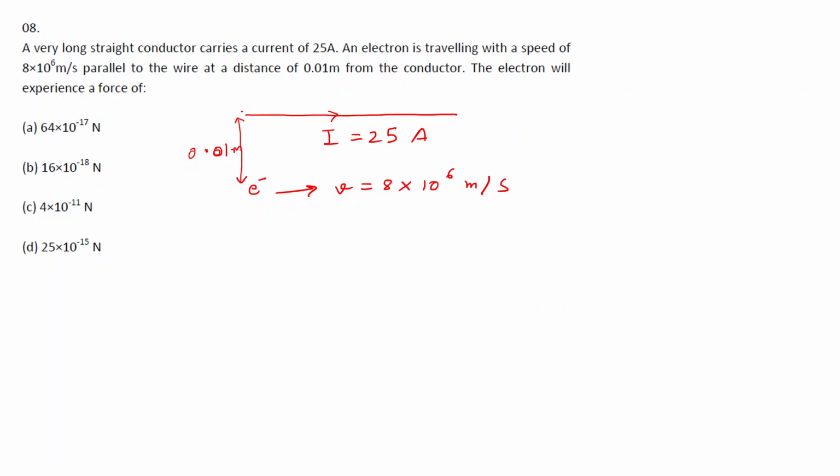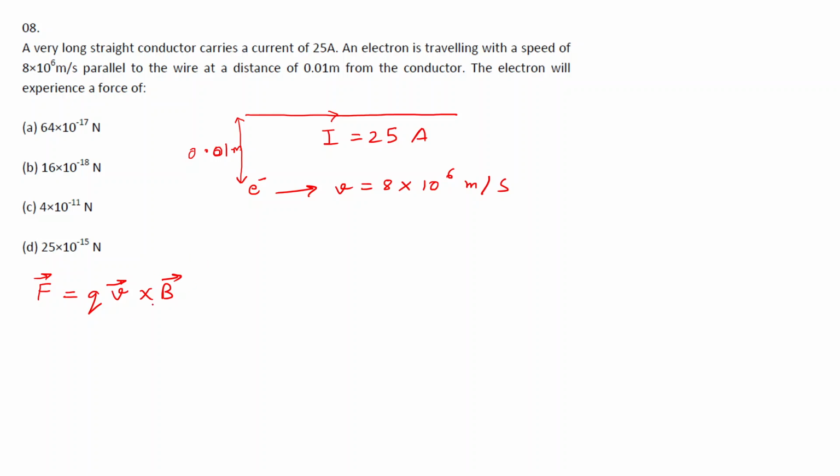Since there is current flowing in this conductor, there will be a magnetic field, and because of that magnetic field, there will be a force on this moving charge. And what is that formula? When a charged particle is moving in a magnetic field, it experiences a force given by QV cross B. This is the charge, here a negative electron.